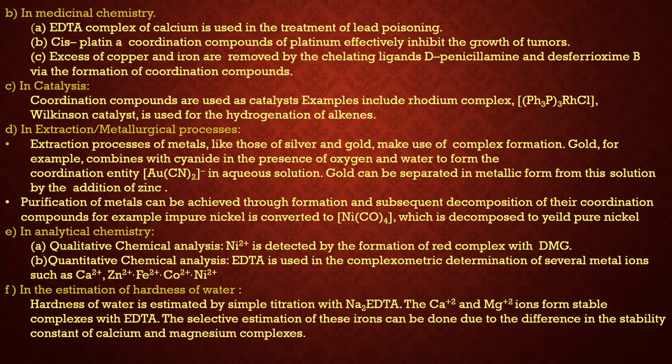Now cisplatin is a coordination compound of platinum, which is used in the treatment of cancer. Excess of copper and iron are removed by chelating ligands like D-penicillamine and desferrioxamine B via the formation of coordination compounds.